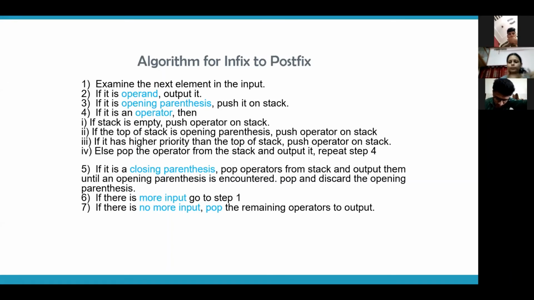So what do you have to do? Whoever is a higher priority person inside the stack, you will have to put that person into the queue and then take this lower priority person inside. That is step number 4. What is step number 5? If it is a closing parenthesis, then you have to pop everything from the stack until you meet the opening parenthesis. The opening parenthesis also you will pop, but you will not append the opening parenthesis to the output queue.